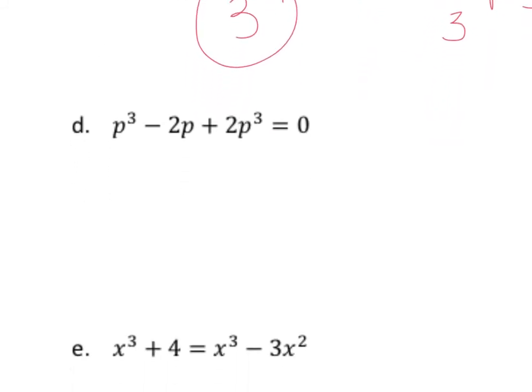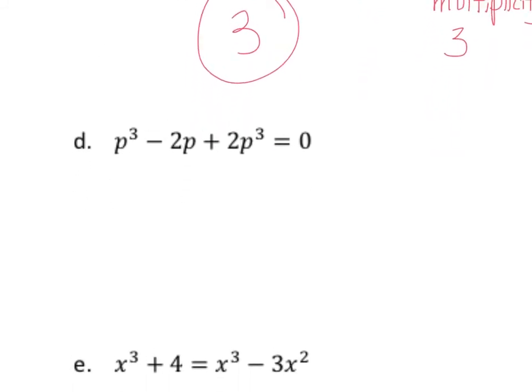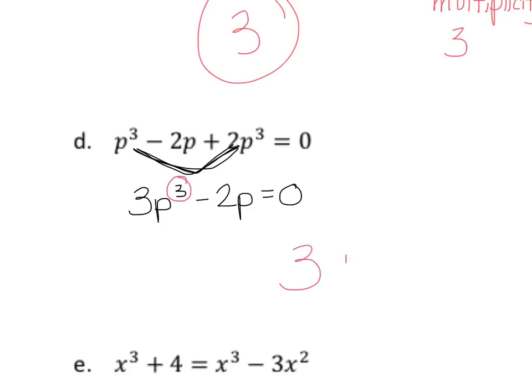Okay, oh no, we got 2 more. All right, is this in standard form? No, what would it be in standard form? 2p plus 2p cubed plus p cubed minus 2p. So we have like terms, right? What are those combined? 3p cubed minus 2p equals 0. So what's the degree? And it has that many roots, right?